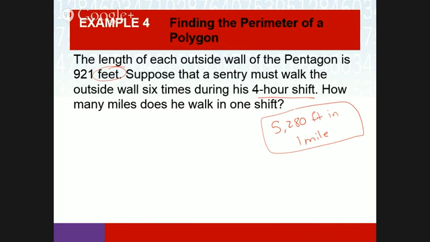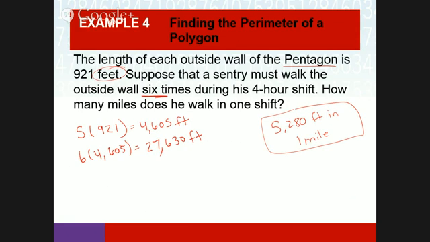So I need to find the perimeter of walking around one time and then multiply that by 6. The pentagon has how many sides? 5, right? So 5 times 921 gives me how many feet he walked for one time around? 4,605 feet. That's one time around. So then if I multiply that by 6, what do I get? 27,630.